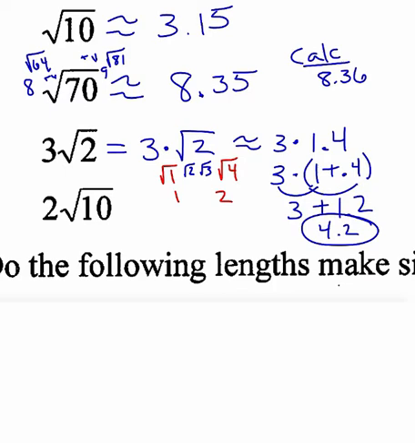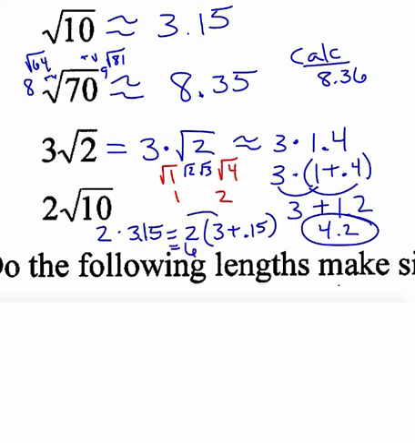So let's see one more. Let's see 2 root 10. Again, we're interested in the root 10 first. We actually already predicted what that one was. We said it was 3.15. So this is like 2 times 3.15. Again, I think of this as 2 times 3 plus the 0.15.